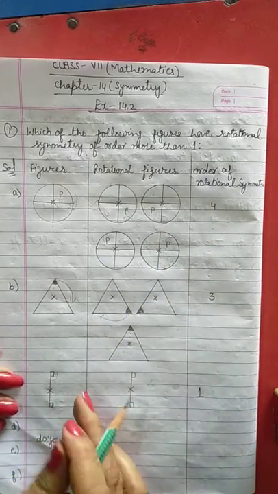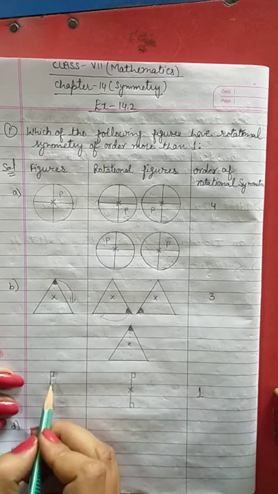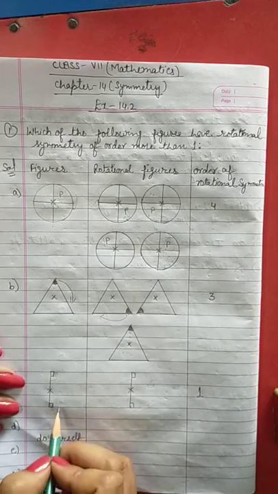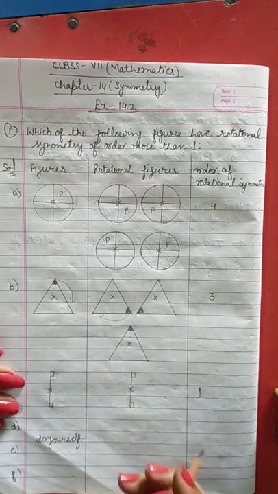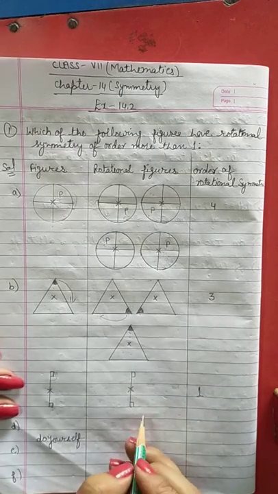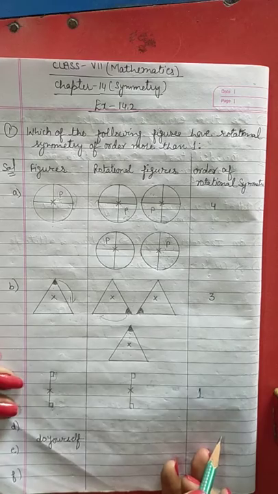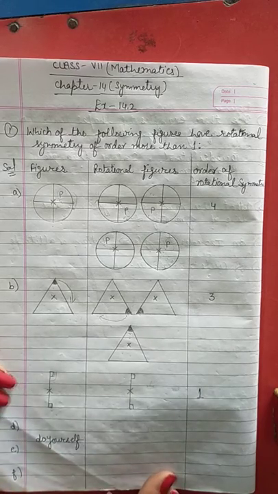Then the same here in this diagram. The signs are shown on one side only, and we will rotate it completely up to 360 degrees to reach its original position. So it has only one rotational symmetry. In the same way you can solve the other parts of this sum.